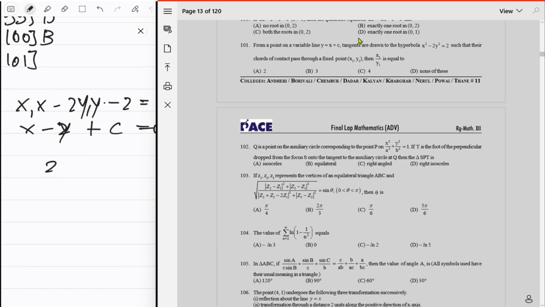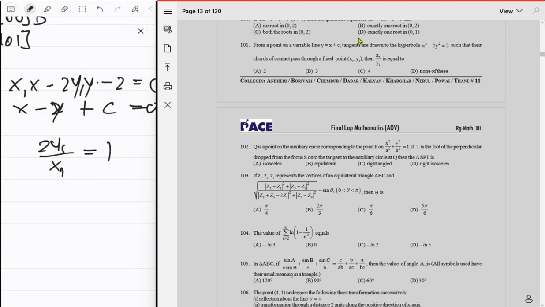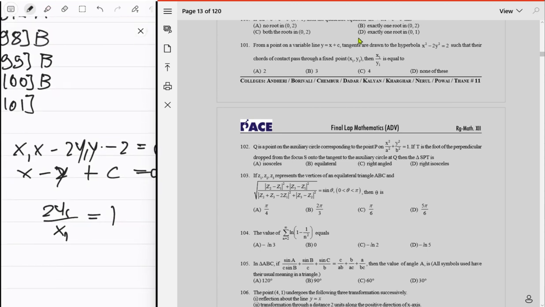So x1 upon y1 will basically be 2y1 upon x1, right? Because that will just be equal to 1. So x1 upon y1 is 2. So A is the answer. Next question.